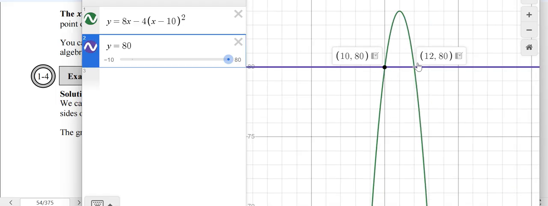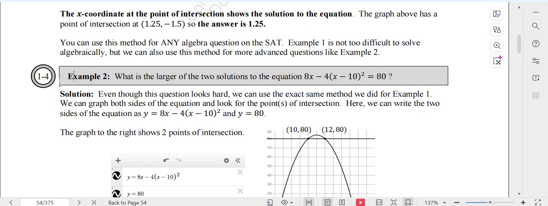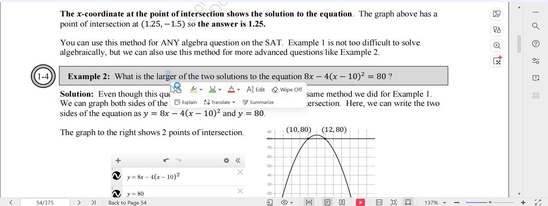So these are their intersection points, (10, 18) and (12, 18). They have two solutions. So we have two x values here, 10 and 12. But the question asks us for the larger value, right? So the answer is 12.